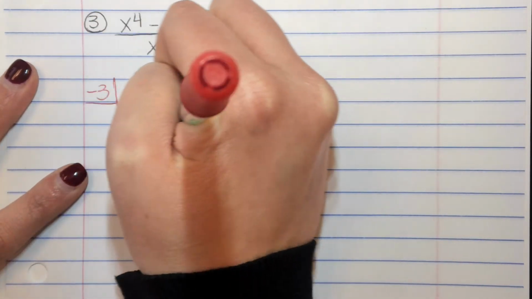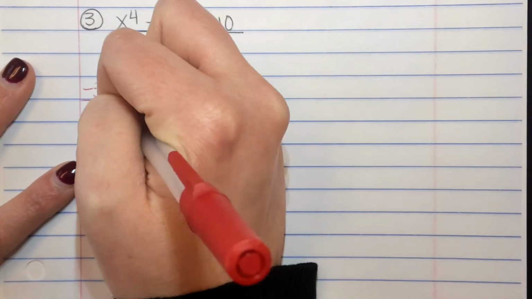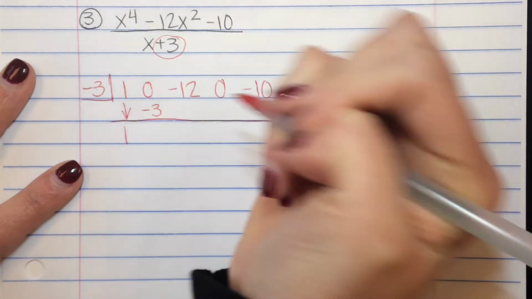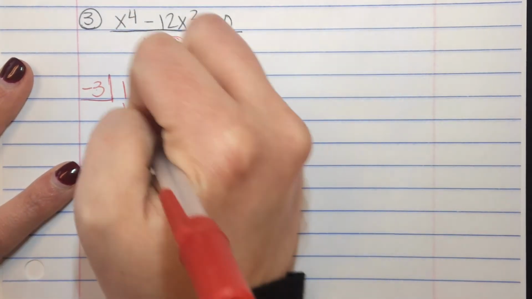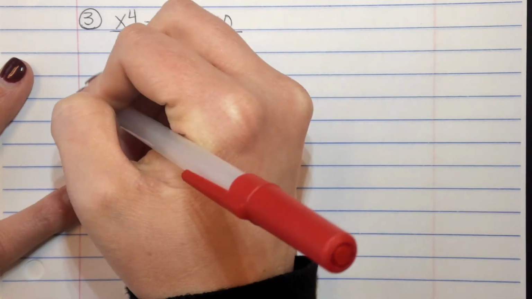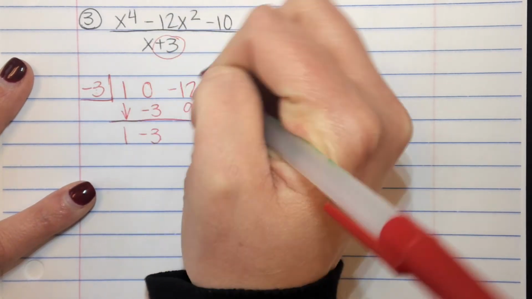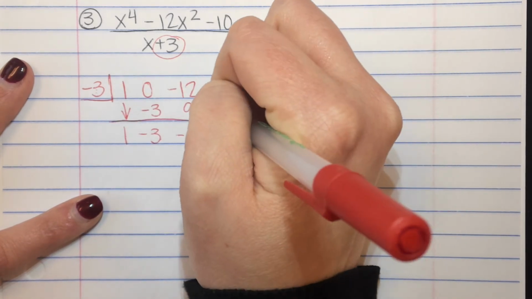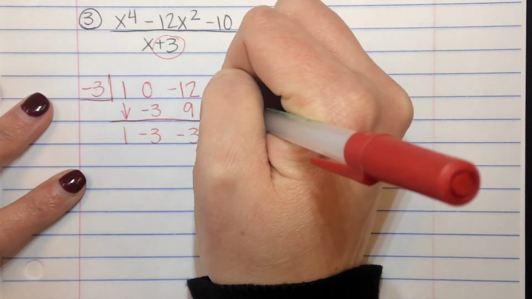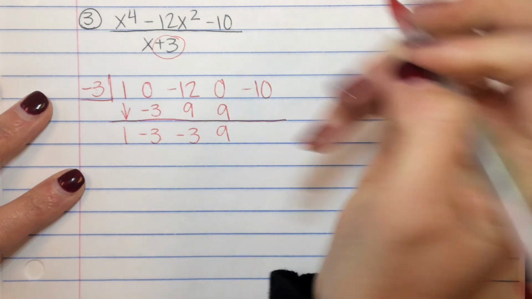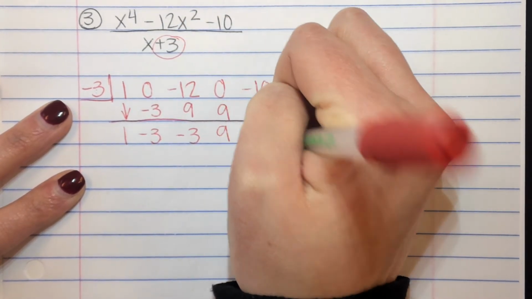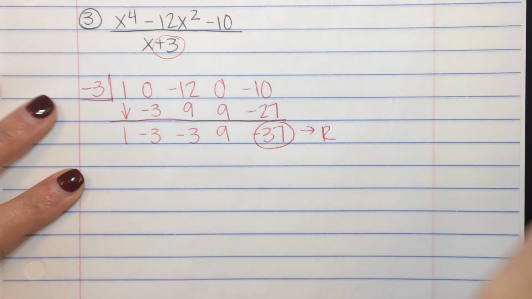Okay, so same pattern as before. Bring down the first one. Negative 3 times 1 is negative 3. We subtract, or add, and get negative 3. Negative 3 times negative 3 is 9. Add those and get negative 3. Negative 3 times negative 3 is 9. 0 plus 9 is 9. Negative 3 times 9 is negative 27. We add that and get negative 37, and that's our remainder.